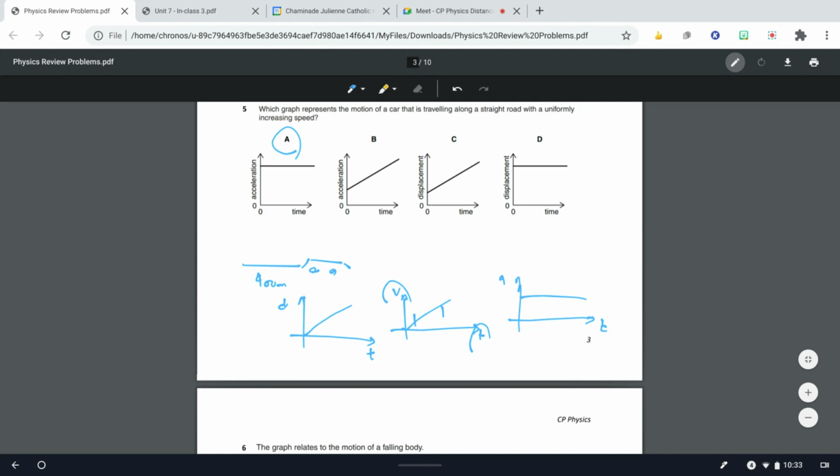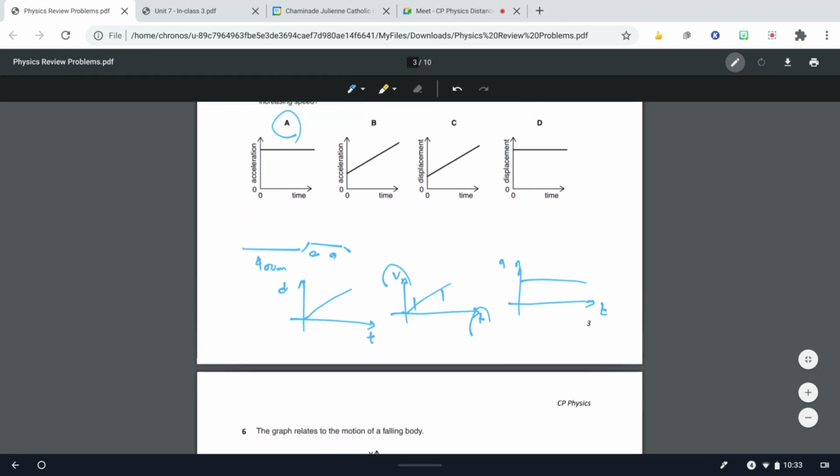Because if your answer was B, what's essentially happening is your acceleration is increasing, so your velocity is not increasing at a constant rate. Your velocity wouldn't do this. Rather, your velocity is actually doing something like this, right? Because acceleration is increasing according to this graph, your velocity will be increasing more and more as time goes on, because your acceleration is not constant. So B cannot be the right answer.